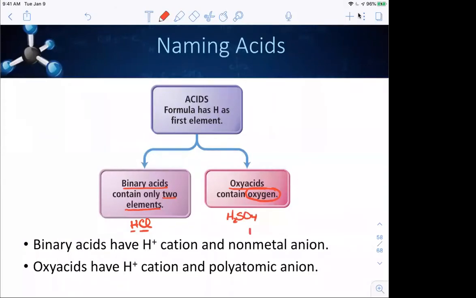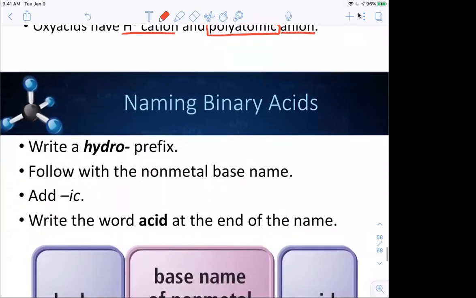And basically, this is due to polyatomic ions that are protonated, that have the hydrogens. So binaries have an H+ cation and a nonmetal anion. And then oxyacids have an H+ cation and my polyatomic anion. So two different naming systems.